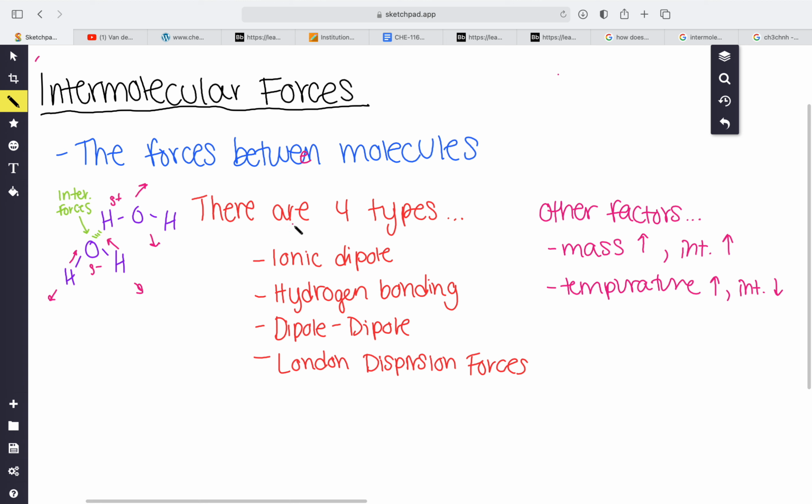So there's 4 different types of intermolecular forces, and that's ion-dipole, hydrogen bonding, dipole-dipole, and London dispersion forces. There's some other factors that affect your intermolecular forces, and that is your mass and temperature. As the mass increases, the intermolecular forces will also increase, and for me, that just makes sense, right?